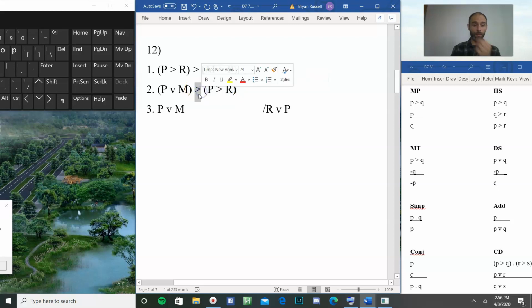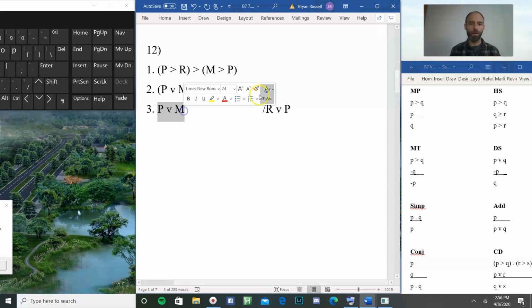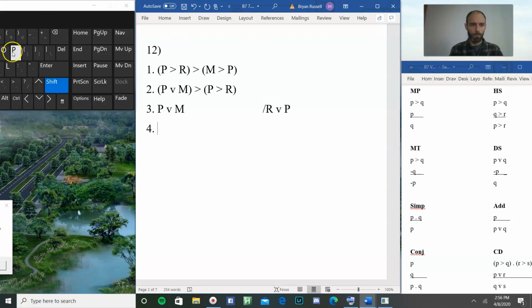So if we have the antecedent somewhere, we can get the consequent via modus ponens, and we do have this antecedent down here on line 3. So let's go ahead and get P horseshoe R on a line by itself, and we did that by 2, 3, MP.